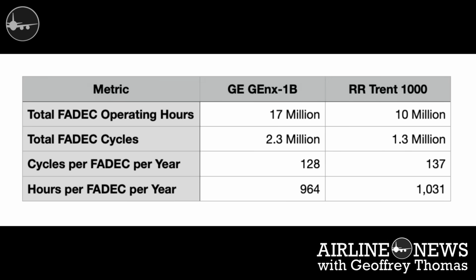And they have on average 128 GE flights per year and 137 Rolls-Royce FADEC flights per year. And that's around about 1,000 hours of flying for each FADEC, whether GE or Rolls-Royce. So they've both been well tested and well tried over the years.